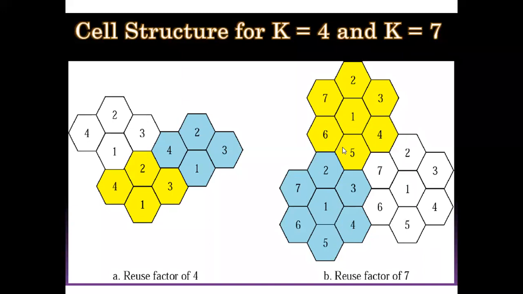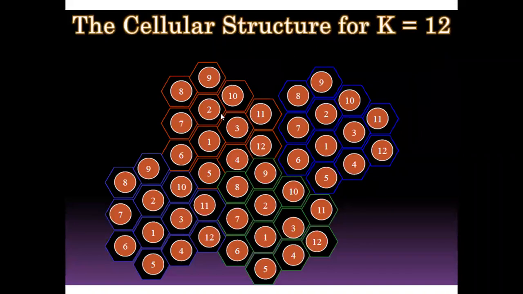For cluster number 1, if I take it as yellow color, then 1 2 3 4 5 6 7, then in blue also 1 2 3 4 5 6 7, and in the white color 1 2 3 4 5 6 7. So here we are using the reuse factor as 7. We can also use the reuse factor as k equal to 12.